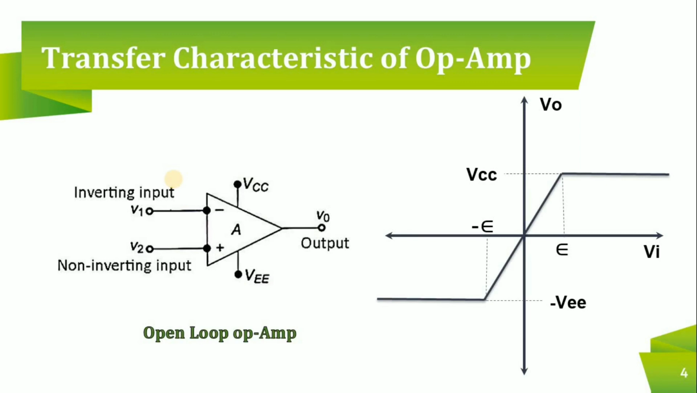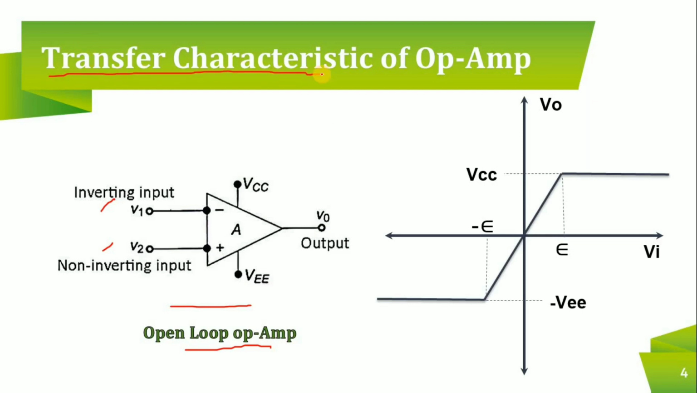Now the very first one is transfer characteristic of op-amp. To have the transfer characteristic of op-amp, let me take an op-amp which is connected in open loop. You don't have any feedback here, so there is no feedback resistor connected. I'll take an op-amp which is biased with VCC and VEE, and you give the inputs V1 and V2.